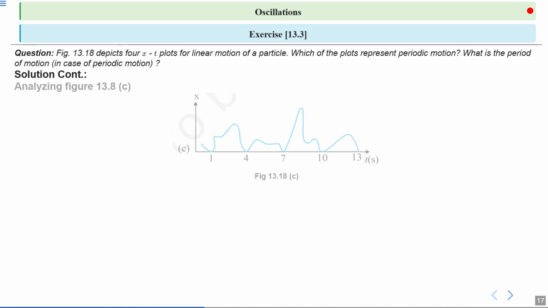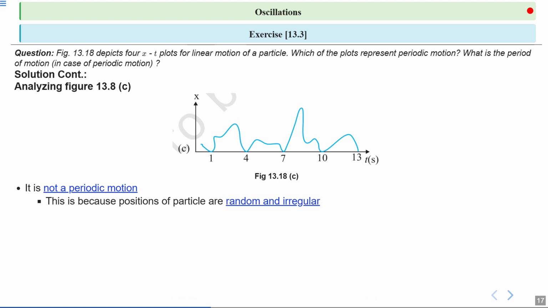Now, analyzing figure 13.8c. It is not a periodic motion. This is because the positions of the particle are random and irregular. Alright, look at figure 13.8c. Here, positions of the particle are random. This is not in a regular manner. This is random. So this is not a periodic motion.